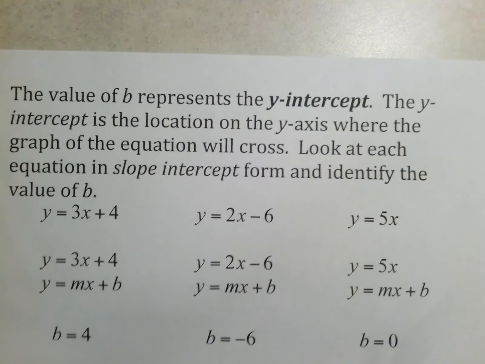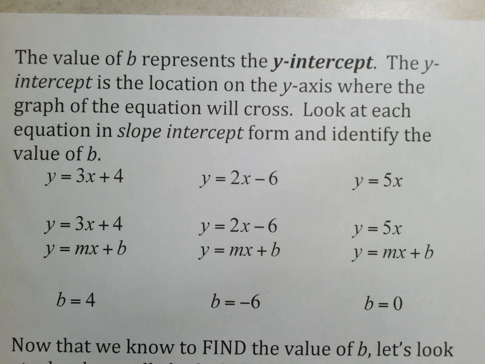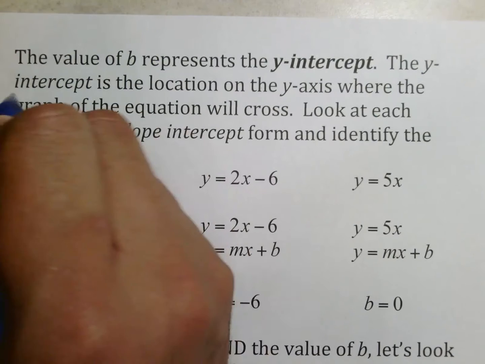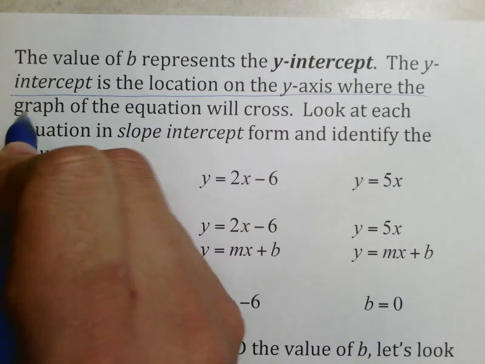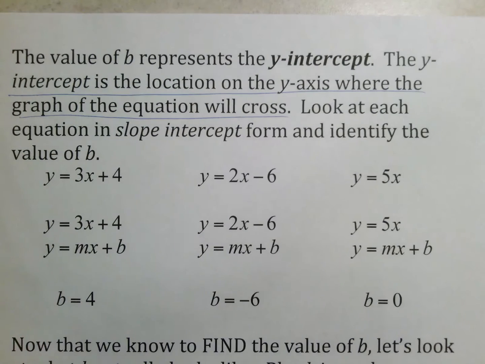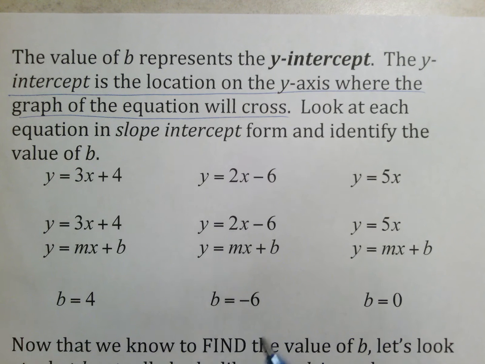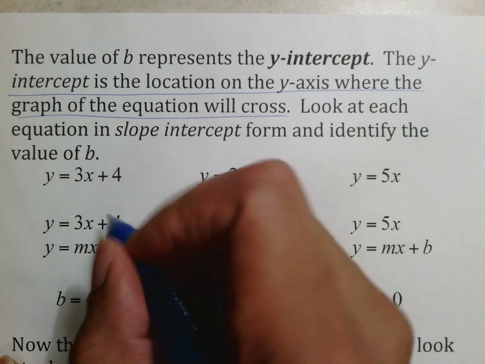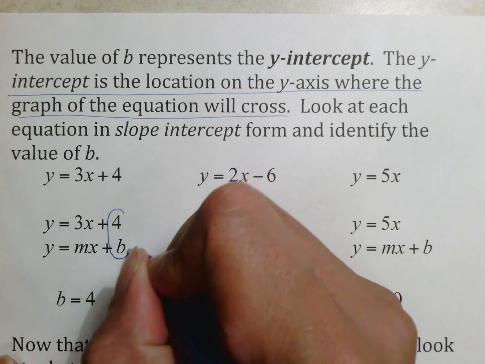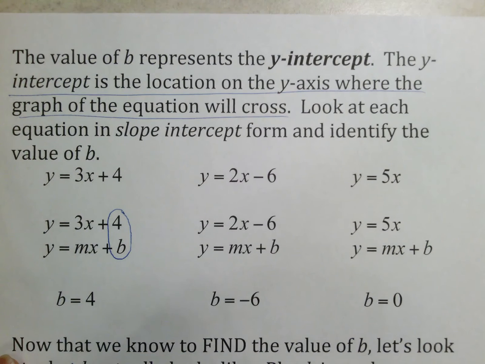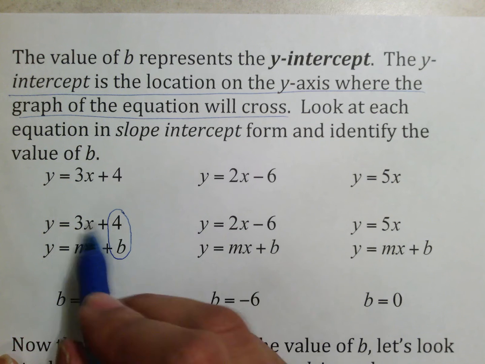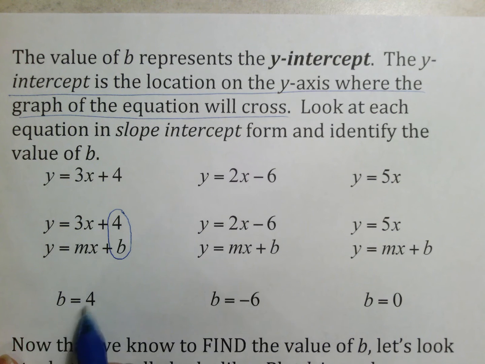So in the slope-intercept formula, y equals mx plus b, b represents what we call the y-intercept. The y-intercept is the location on the y-axis where the graph crosses. So look at each equation, and first off, let's identify b. If you're talking y equals 3x plus 4, and we're looking for b, and we know that y equals mx plus b, notice everything lined up the way it is. In this case, b is 4. Because 4 is positive and 4 is in the location for b, b is 4.